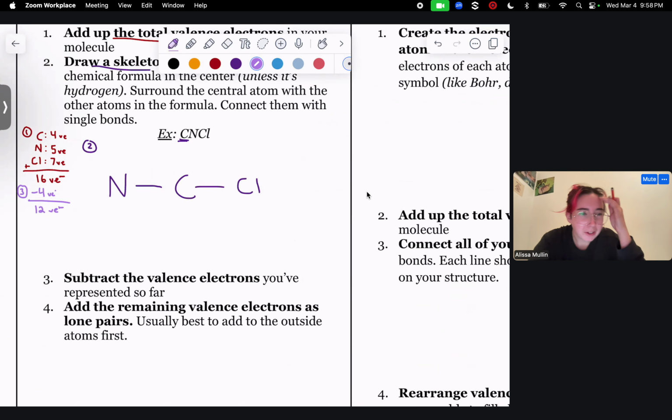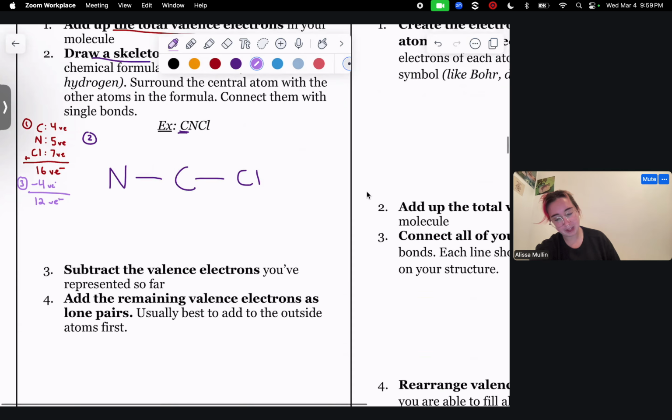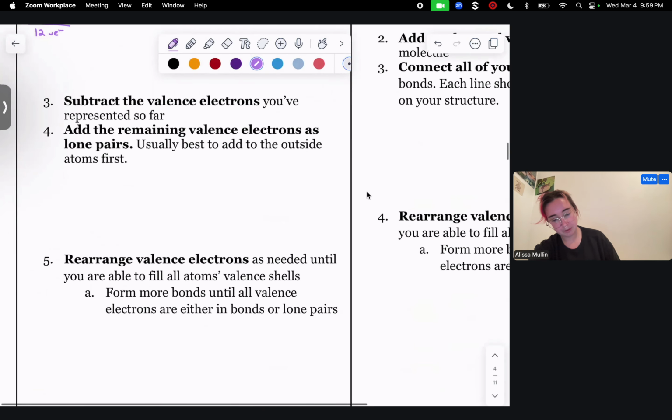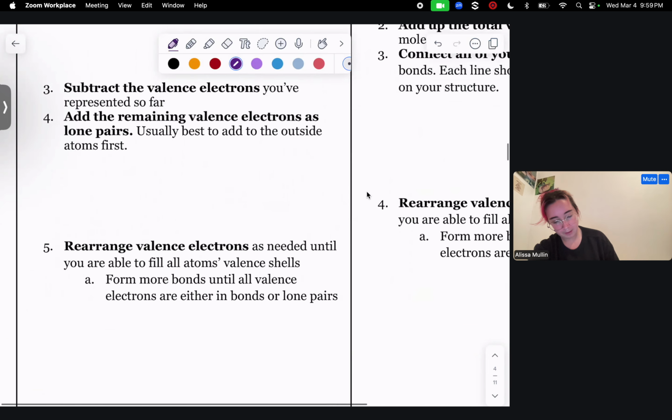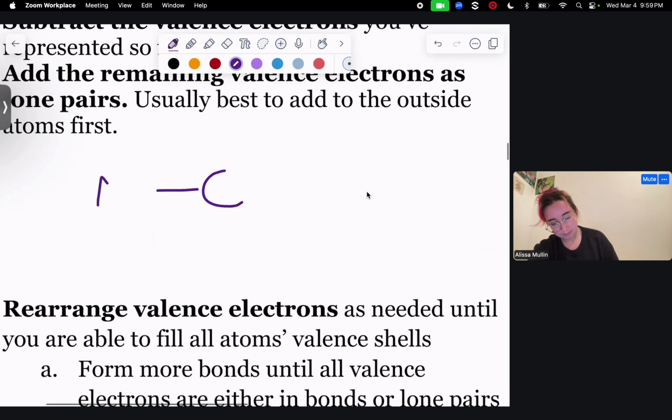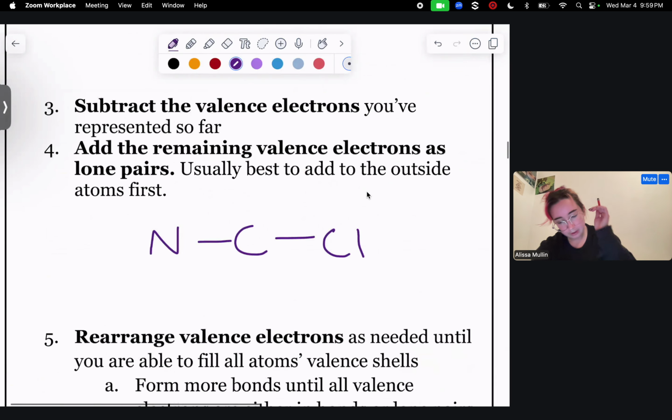I've made these notes so that I want you to be able to look back and be like, oh, I did this, and then I tried this. And like you can kind of see the steps instead of just the end product. So let's go down to step 4. I'm just going to rewrite what we already have. And then let's add what it tells us to add in step 4. Add the remaining valence electrons as lone pairs. That's my suggestion. Just put dots first, and then we might move them around. But let's just try that.